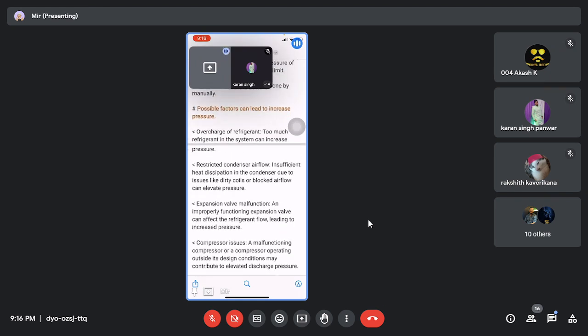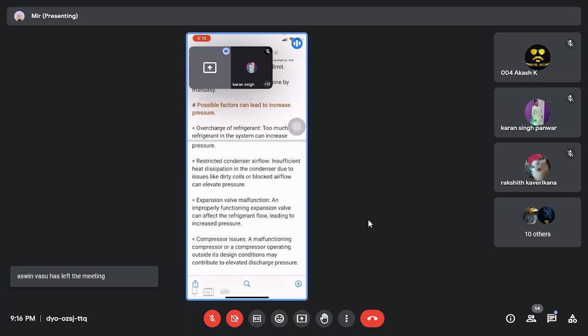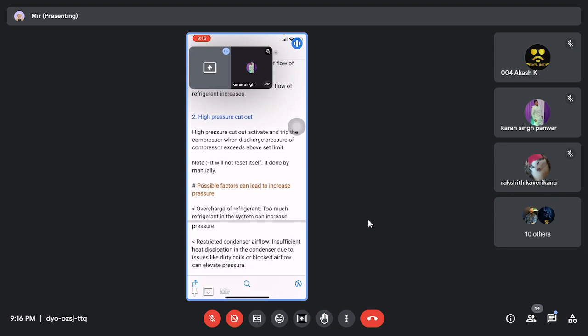Next is compressor issue. A malfunctioning compressor, or a compressor operating outside its design conditions, may contribute to elevated discharge pressure. So it will also increase the discharge pressure. Then ambient temperature. High ambient temperature can impact the condenser's ability to reject heat, resulting in increased pressure. So these are the causes of high pressure cutout.